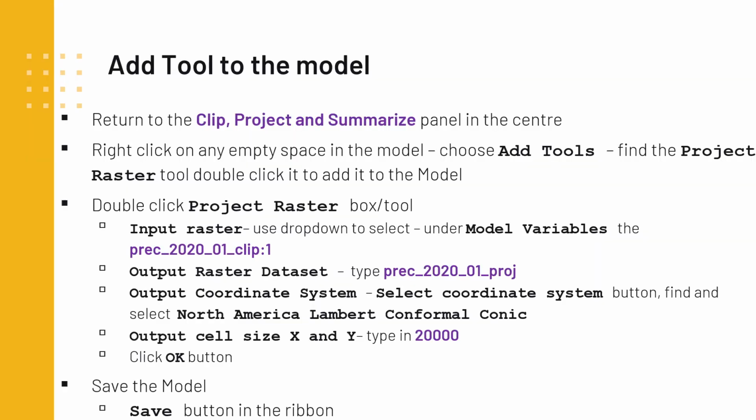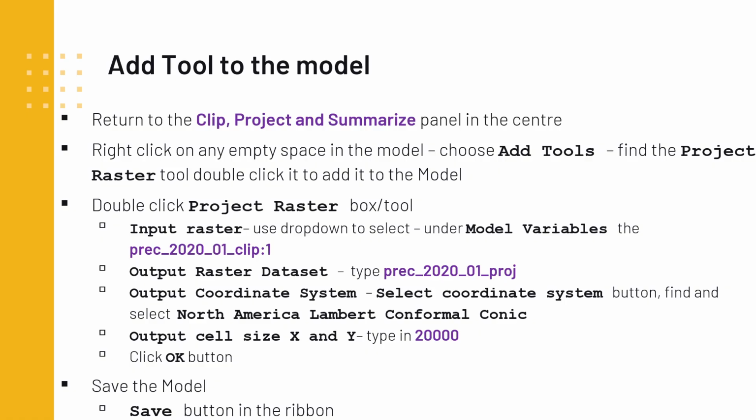Next, we're going to add our new tool to our model. So I'd like you to return to the Clip, Project, and Summarize panel in the center of your screen. Then I'd like you to right-click on the empty space anywhere in the model and choose Add Tools from the pop-up. Then you're going to find the Project Raster tool and double click it so it's added into your model.